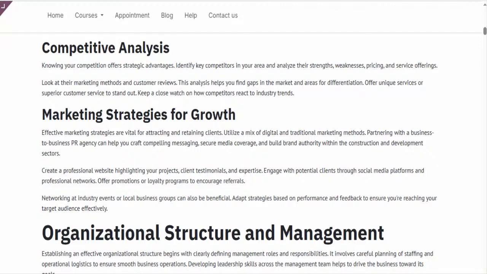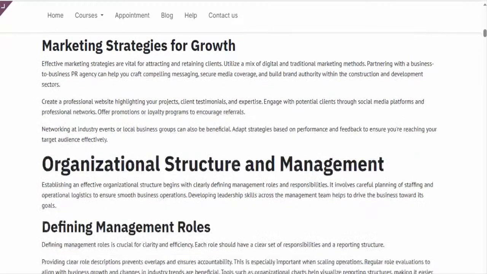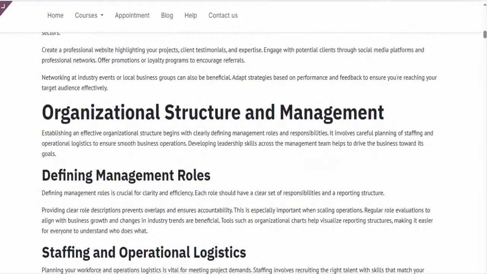Marketing strategies for growth. Effective marketing strategies are vital for attracting and retaining clients. Utilize a mix of digital and traditional marketing methods. Partnering with a business-to-business PR agency can help you craft compelling messaging, secure media coverage, and build brand authority within the construction and development sectors. Create a professional website highlighting your projects, client testimonials, and expertise.